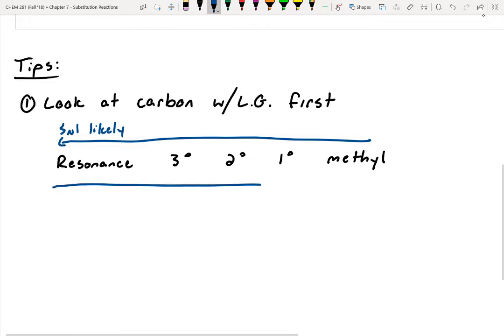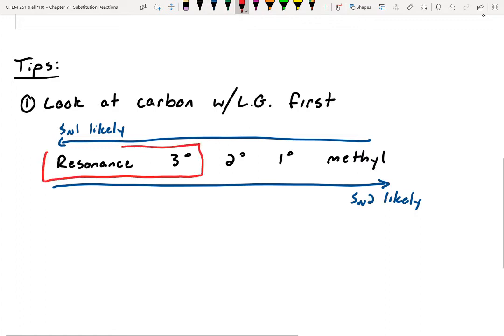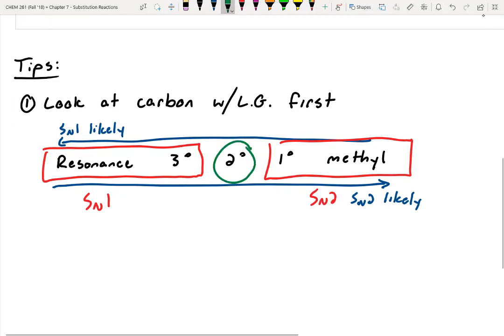And then over here we would say SN2 is likely. That is the first thing I always look at when I'm making a decision about whether something's going to be SN1 or SN2. So for example, these ones over here, I would definitely say SN1. These ones over here, I would say are almost always going to be SN2. The question is, what about secondary? You'd say, well, that's kind of in between. So if we're at a secondary carbon, what might we want to look at next?